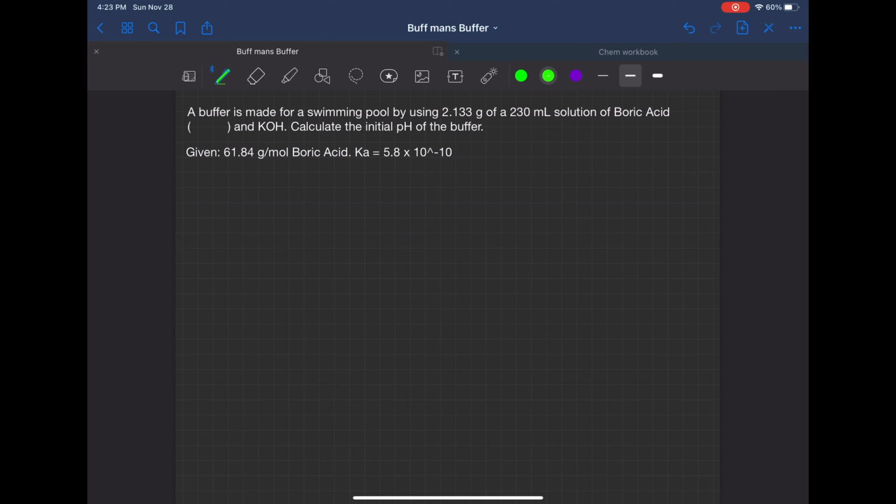So here our first question is, a buffer is made for a swimming pool by using 2.133 grams of a 230 milliliter solution of boric acid and KOH, which is potassium hydroxide. And we're told to calculate the initial pH of the buffer. We are given the molar mass of boric acid, which is 61.84 grams per mole, and we are also given this acid's Ka value of 5.8 times 10 to the negative 10th. The chemical formula for boric acid is H3BO3.